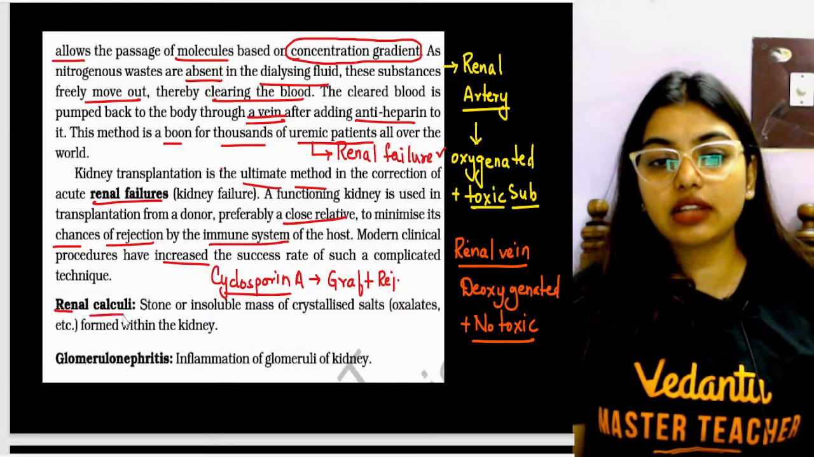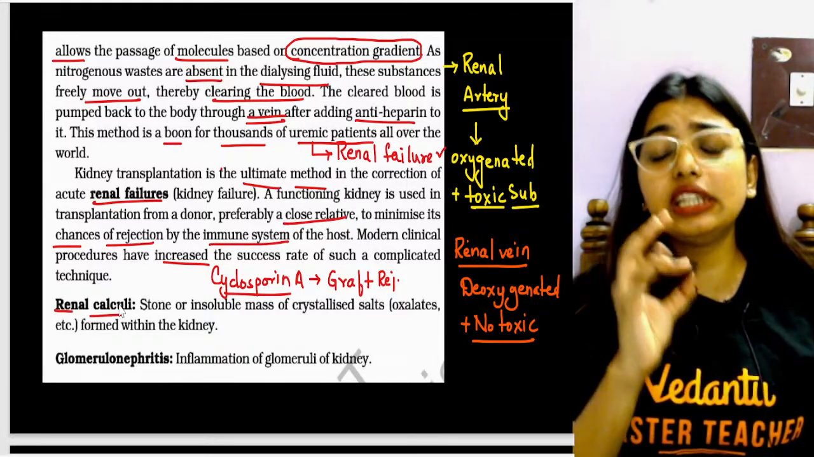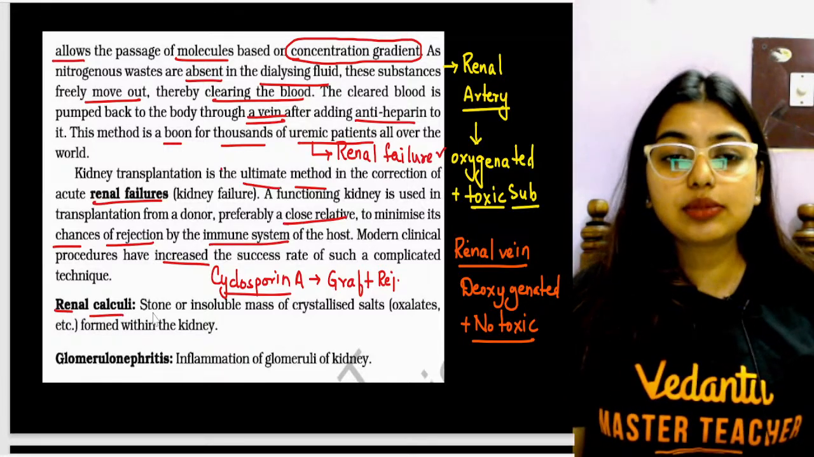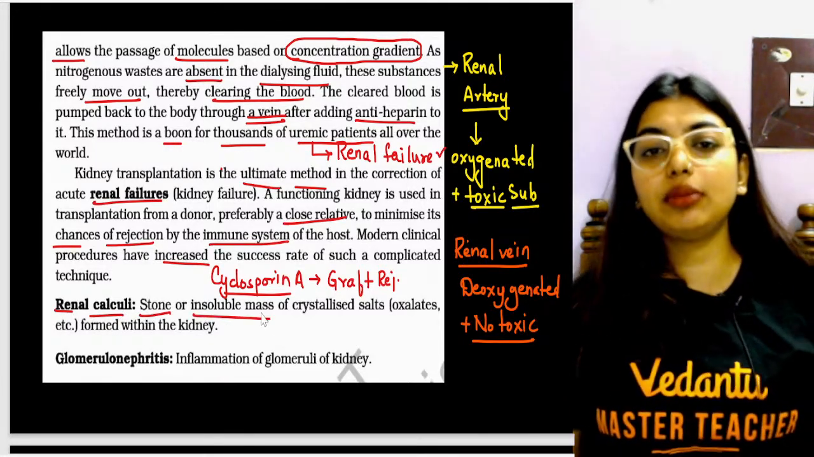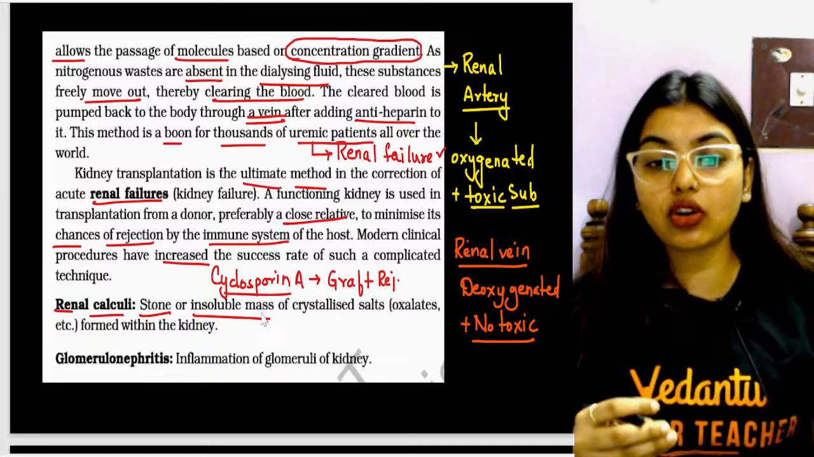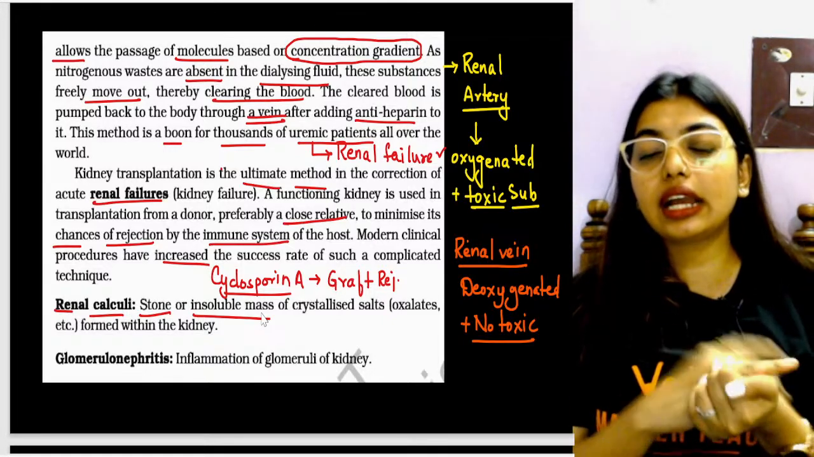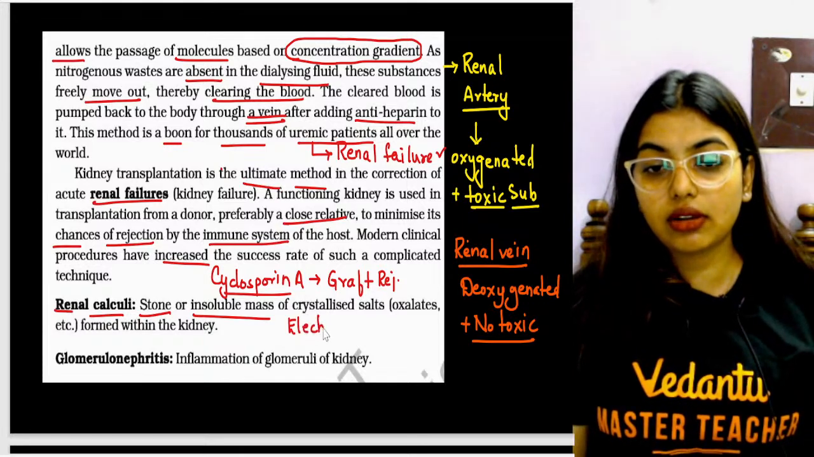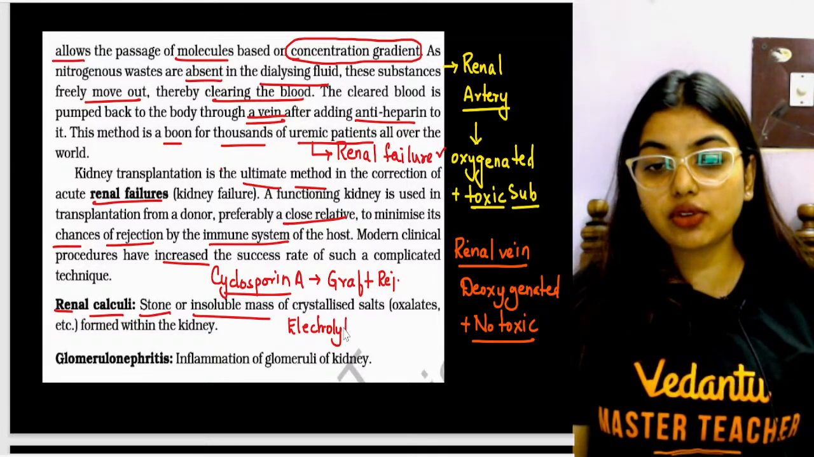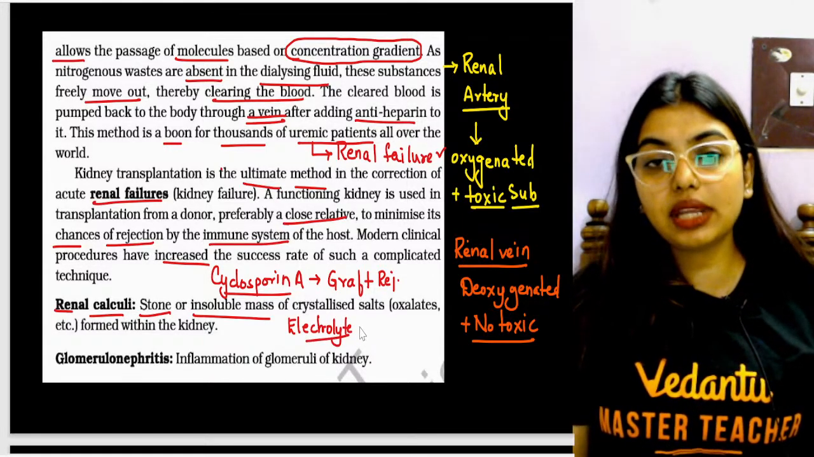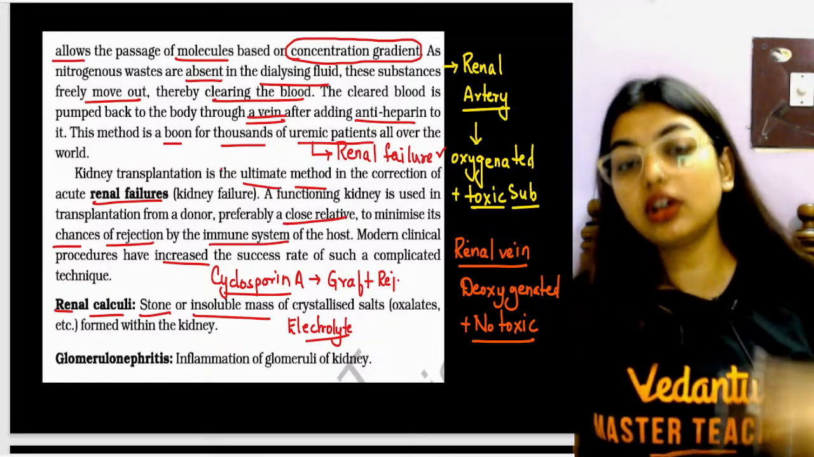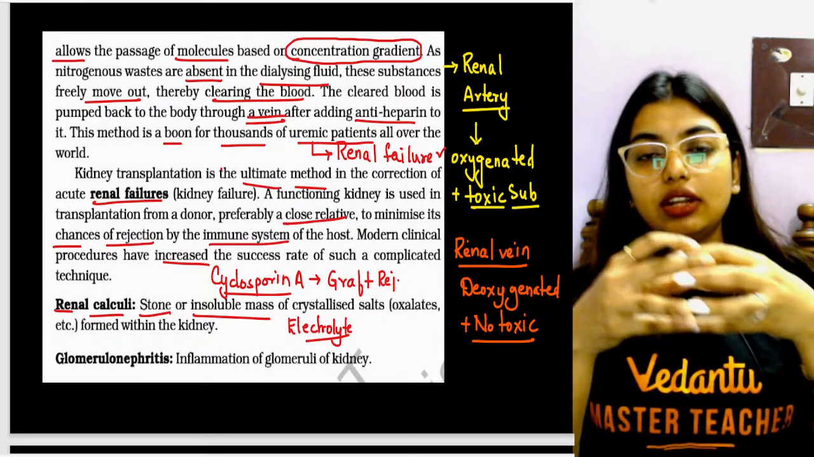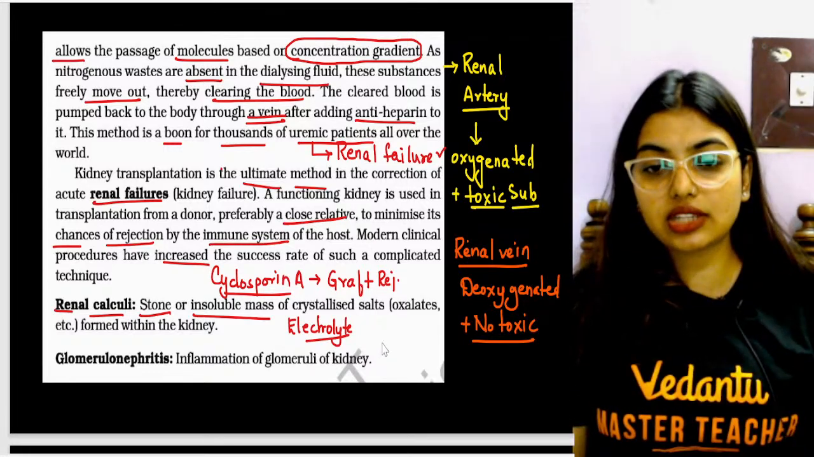Now renal calculi, students, a very common disease, kidney stone. At least once you would have heard of it in your life, right? Kidney stone is because a stone, an insoluble mass of crystallized salt like oxalates, is formed in the kidney. Again, this is because of changes in the electrolytes in your body, and a main reason could be that you have not consumed enough water to expel these electrolytes. So they accumulate and form stone-like structures.